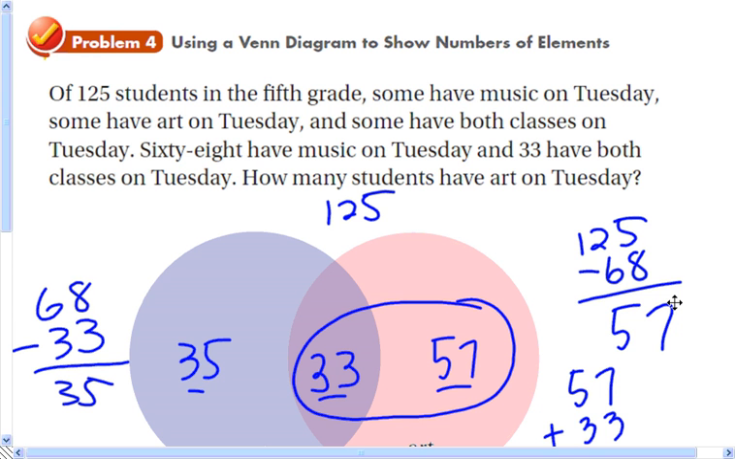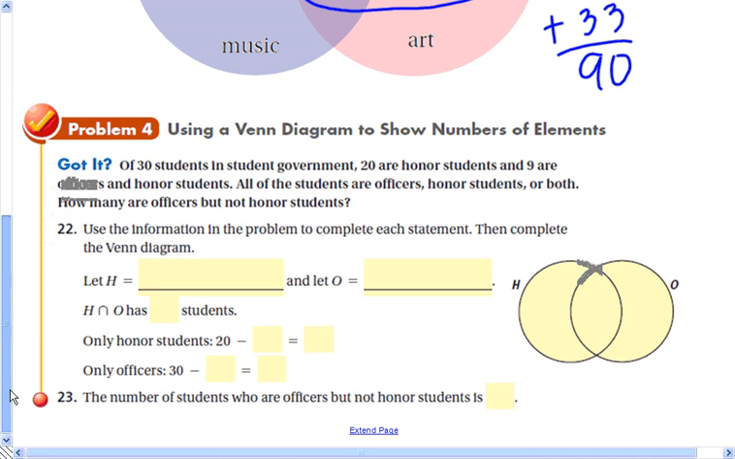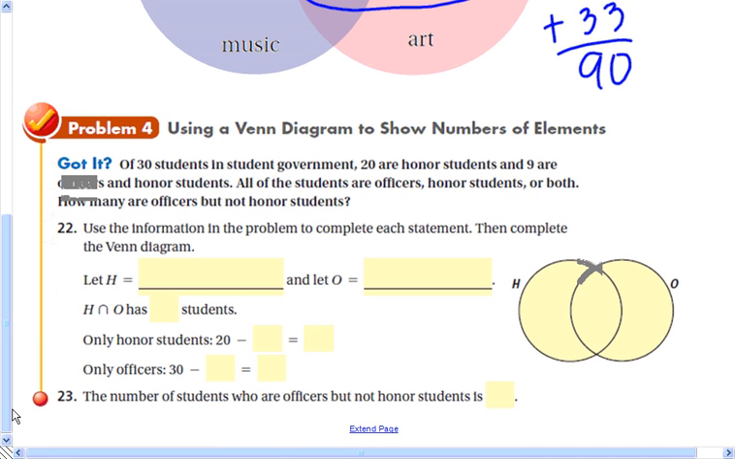All right, so here's lesson 3.8, part 2. Problem 4: of 30 students in student government, 20 are honor students, 9 are officers and honor students. All of the students are officers, honor students, or both. How many are officers but not honor students?